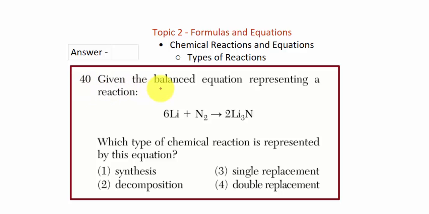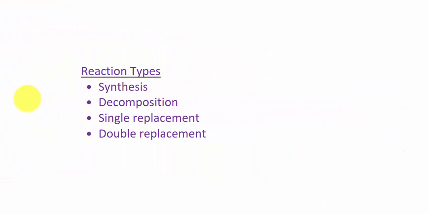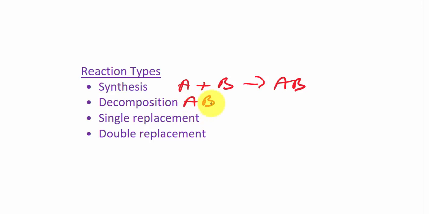Question 40. Given the balanced equation representing a reaction, there you go, which type of chemical reaction is represented by this equation? Don't let the little number 6 intimidate you. It looks like it's very complicated with all these numbers in it, but ultimately you're looking at a very simple answer here. You must recall that there are four basic reaction types. A synthesis, in which you take two simple things, let's call them A and B. They go together to form a compound. Decomposition, where you start with the compound and you can break it apart into pieces.